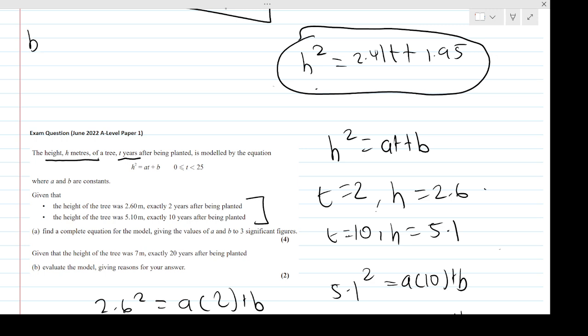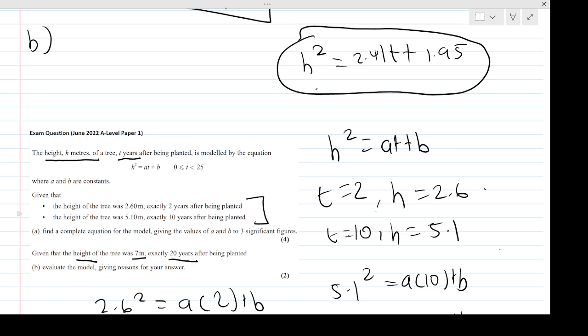Then it says for part b, I'll do it up here. Given that the height of the tree was exactly 7 meters, 20 years after being planted, evaluate the model. So again, this is quite common. This basically makes us scrutinise how correct or valid the equation is for the model. So we get given some data, some numbers, right? And we need to put these numbers into the equation to see how close it is to the true answer. So it told us the height is 7, 20 years after.